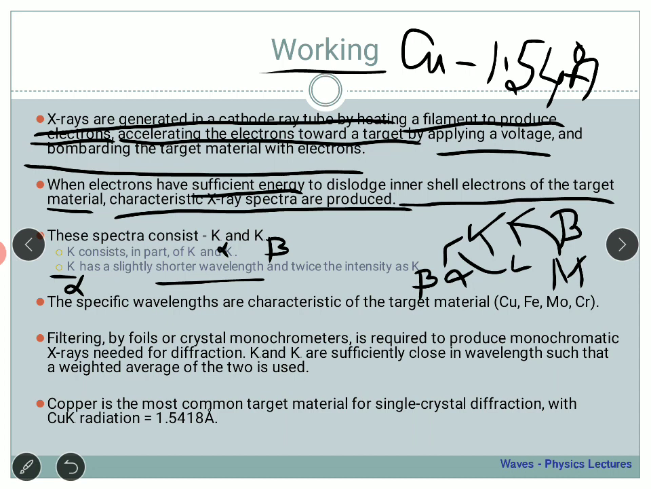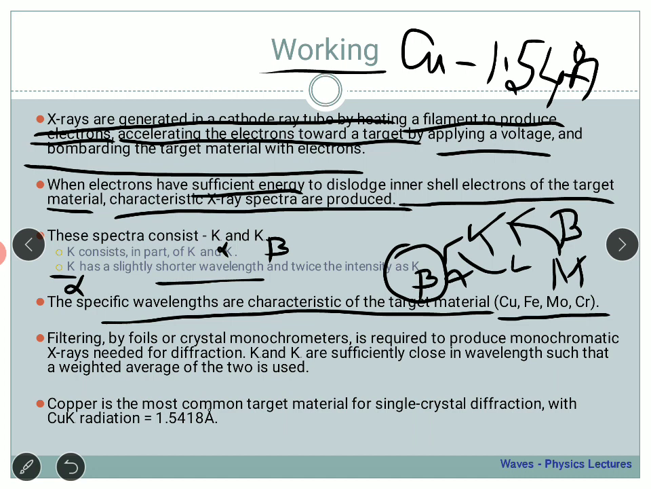Okay, so we might not be able to get a very clear signal. So many a times this K beta line is actually filtered out by using some kind of filters. Okay, so the specific wavelengths are characteristics of the target material. We use copper, iron, molybdenum, chromium and so on. But mostly we use copper, and molybdenum is also our next mostly used source, but the intensity is less, so copper is preferred.